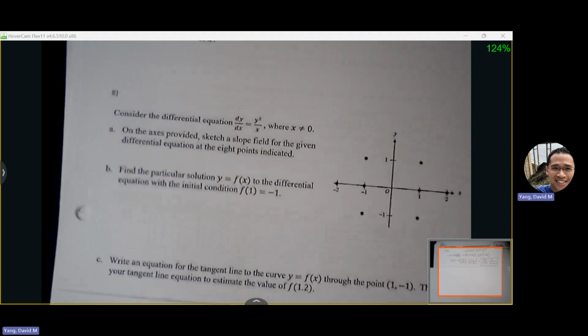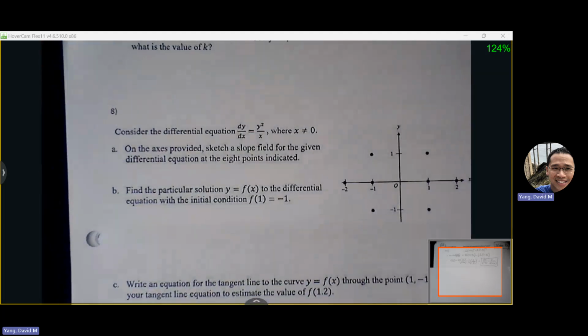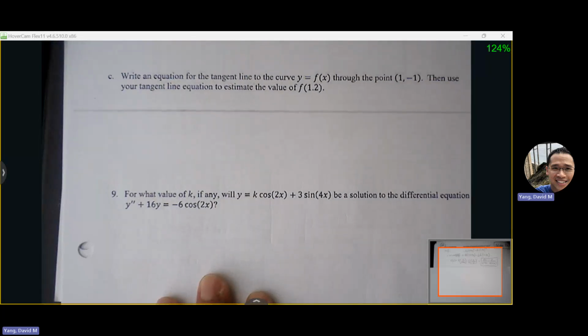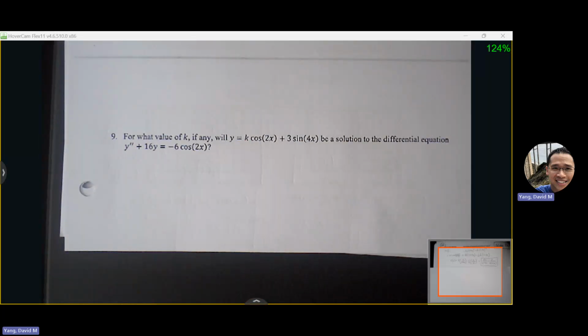If you can turn to the next page, page 3, I just want to point out a quick problem here. Number 9 at the bottom of the page. Number 9 says, for what value of k will this equation be a solution to the differential equation?